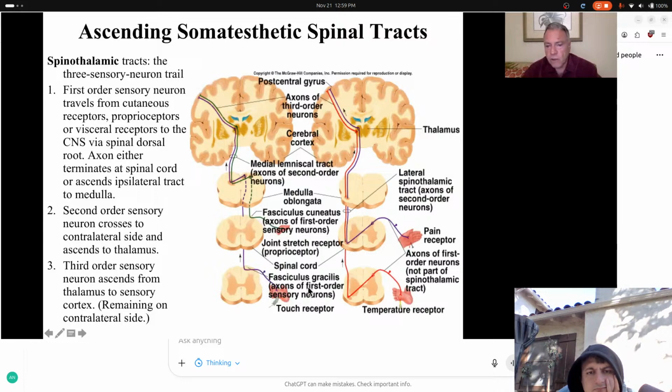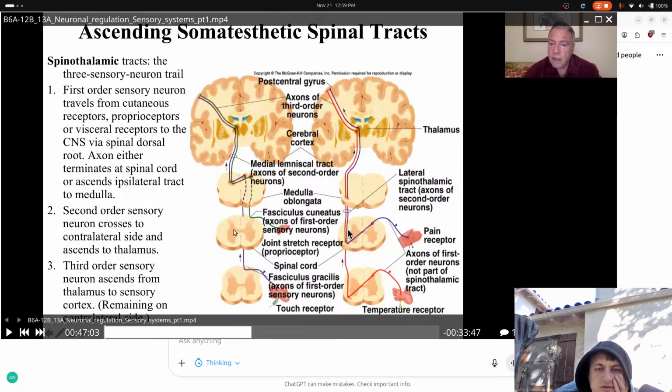So the initial neuron, the one coming from the sensor, comes into that dorsal root into the spinal cord. There it's going to synapse. In this case here, it's coming in and ascending up the spinal cord and stopping here, whereas in this case here, it's coming in and stopping right away. But it's going to synapse with an interneuron. And that interneuron actually crosses over to the other side. What is the left and right side? What is going on here?